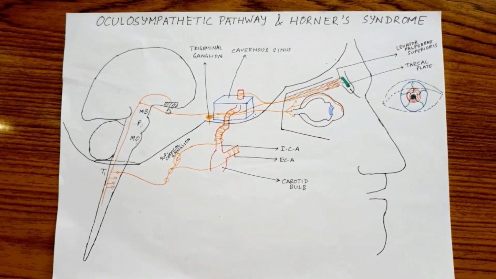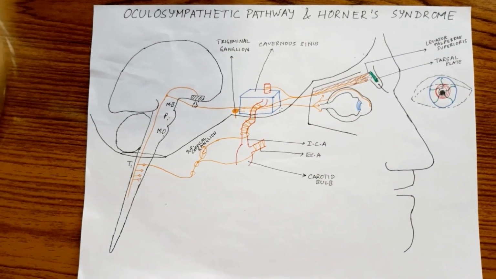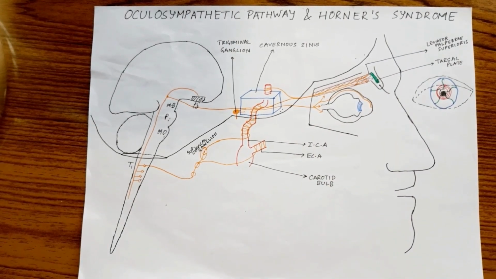So basically this lecture is about the sympathetic supply to the head and neck region and its clinical manifestations. Those clinical manifestations that are produced due to interruption of the sympathetic supply to the head and neck are lumped together as Horner syndrome. So I shall be starting with the very basics, that is with the sympathetic supply to the head and neck.